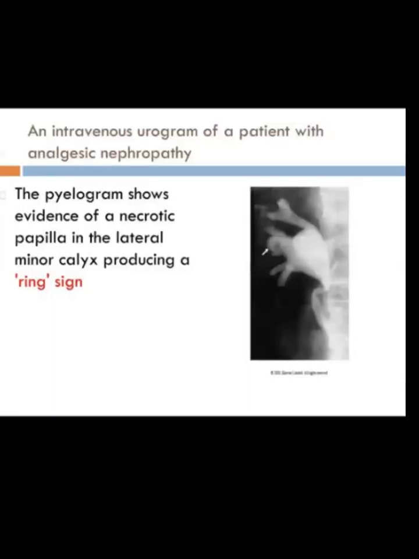Okay, so here anybody can read it. What is it showing here? It is showing the blackish area of necrotic papilla in the lateral minor calyx producing a ring sign. So ring sign in nephrology, what is the diagnosis of ring sign? Papillary necrosis. In nephrology there are two signs. Yes, in papillary necrosis there is a ring sign, and in cortical necrosis there is a rim sign.